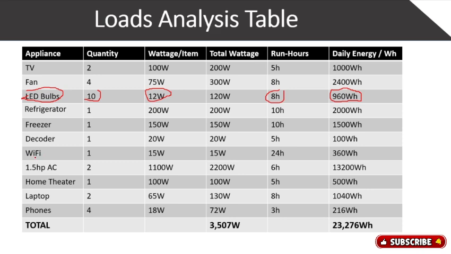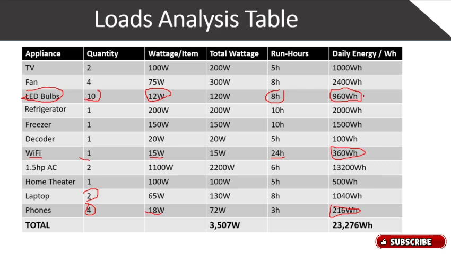For instance, this Wi-Fi is just 15 watts running for 24 hours. It consumes almost 360 watt-hours in a day. You can see the laptops, all the small ones, and the phones. Four phones, each 18 watts, consume 216 watt-hours. So all these small appliances, when you gather them together, consume a lot of energy.